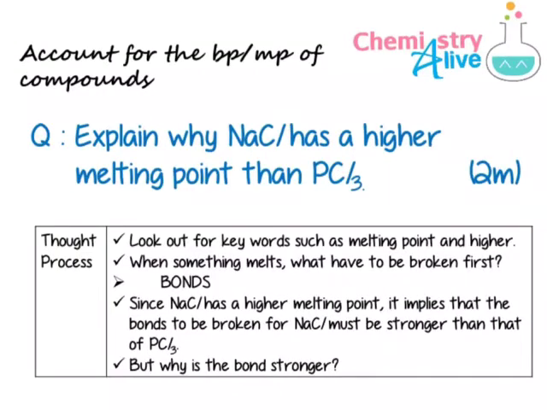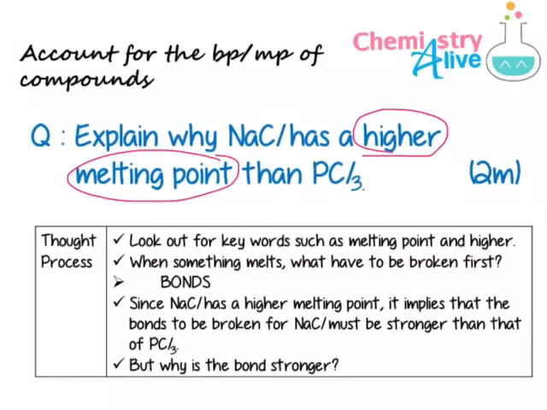Alright, let's take for example this question here. Explain why sodium chloride has a higher melting point than phosphorus chloride. So first step will be don't be so quick to craft out answers. Instead, have a rather thought out thought process, and it can include things like, for example, look out for keywords such as melting point and higher. So let me first circle that. Right, higher and melting point here.